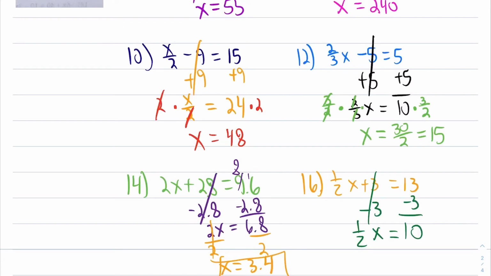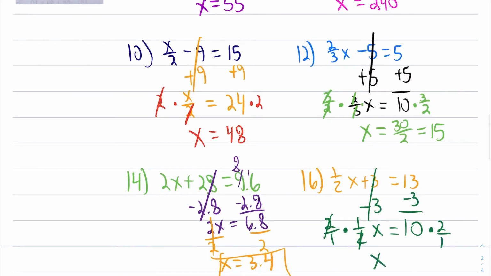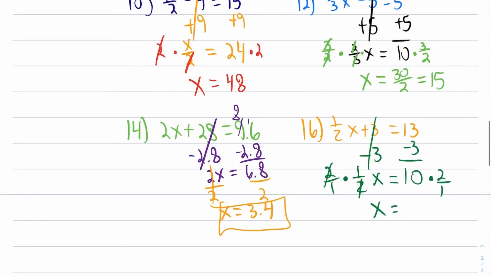Again, we're not going to divide by 1/2. You could, but we're going to multiply by 2 over 1. 2 on top cancels with 2 on the bottom, and multiply by 2 over 1 over here. Ones, those don't even matter, those are just ones. So 1 divided by 1 is still 1. That leaves us with x equals 20 over 1, which is 20.